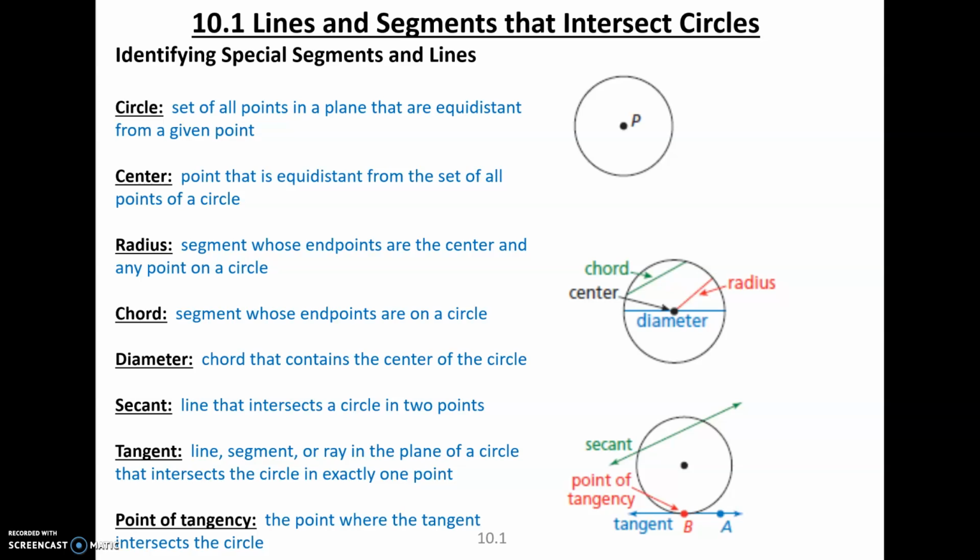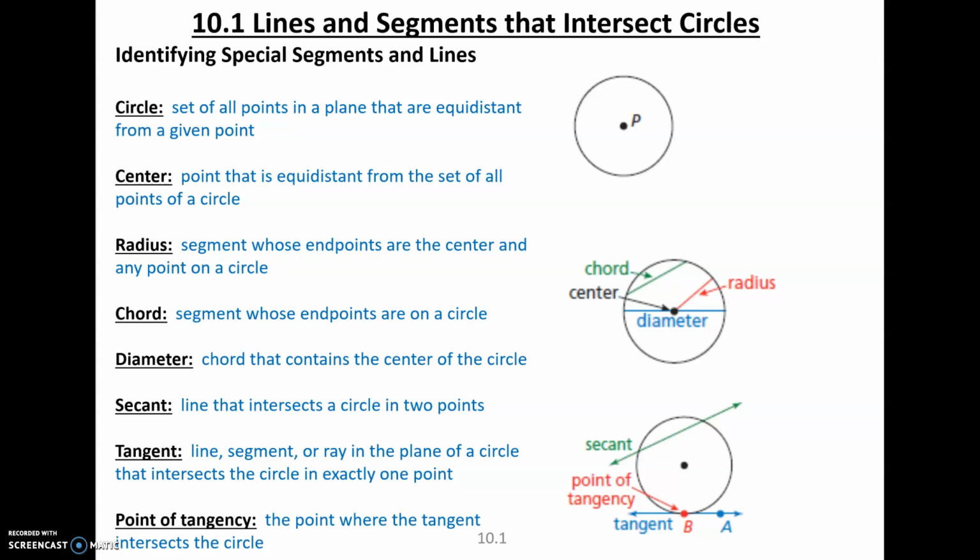Hey guys, so we are getting into chapter 10 today, and I am going to start back with what we went over before break. So 10.1, we're going to go back over, and 10.2, and then we'll move forward. So 10.1 is our lines and segments that intersect circles. So these are the parts of the circles that we were labeling.